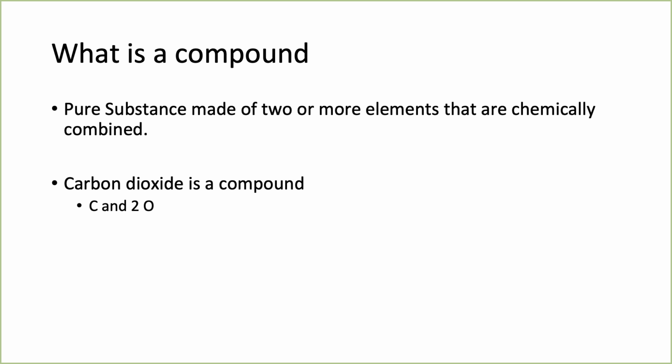Now, a compound is something that's made of two or more elements combined. So we have a substance like sugar. It contains carbon, hydrogen, and oxygen. That's sugar. Then we have carbon dioxide. It's a compound: carbon and two oxygens. So that's a compound. It's basically two or more elements combined together. Now, that's a pure substance. So we've got pure substances divided into elements and compounds.